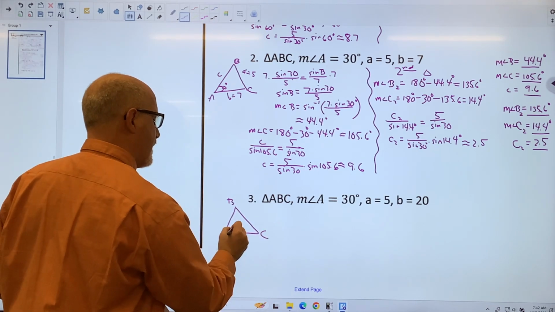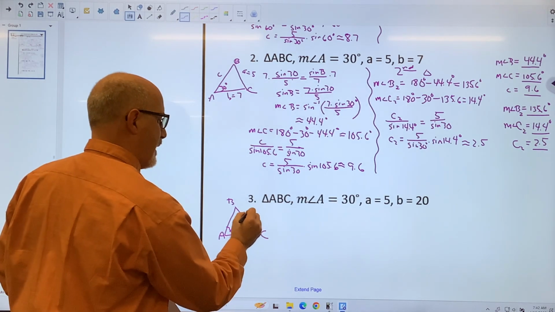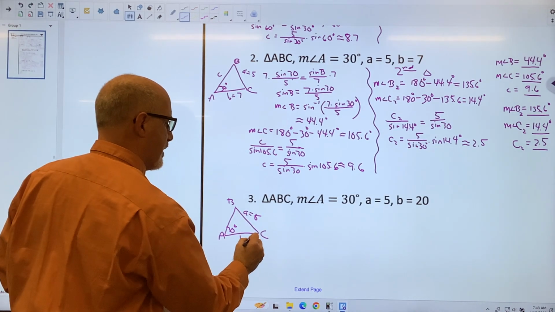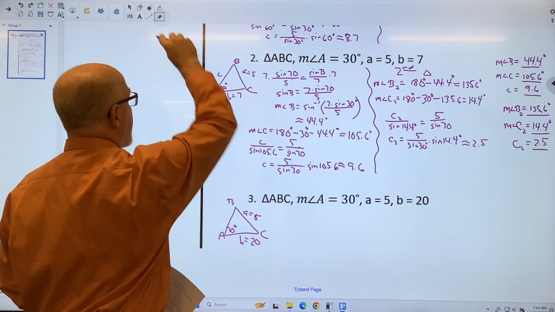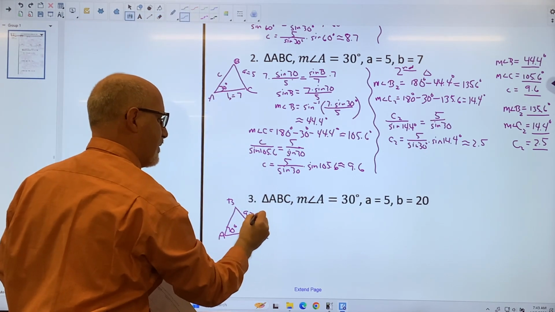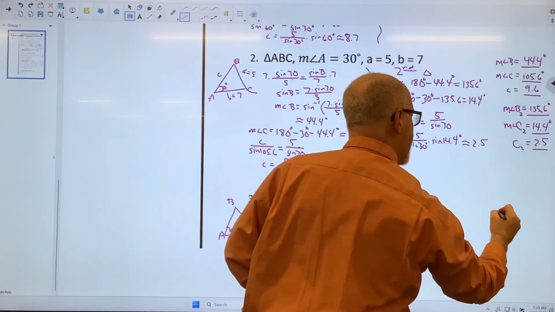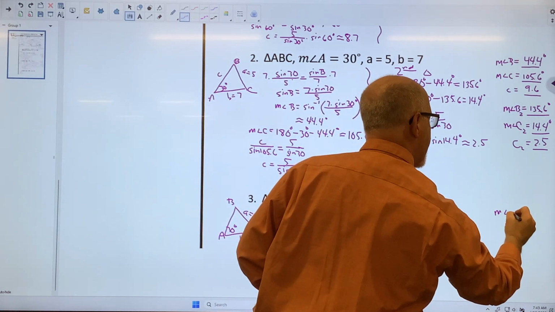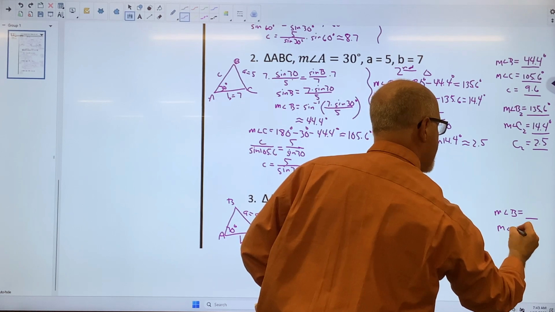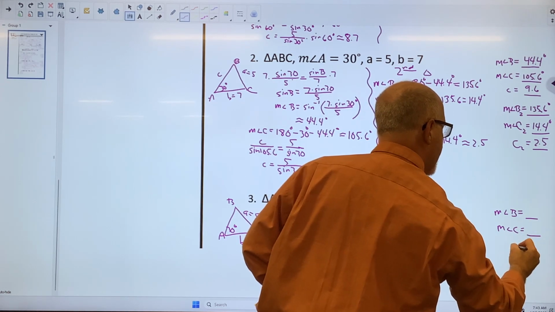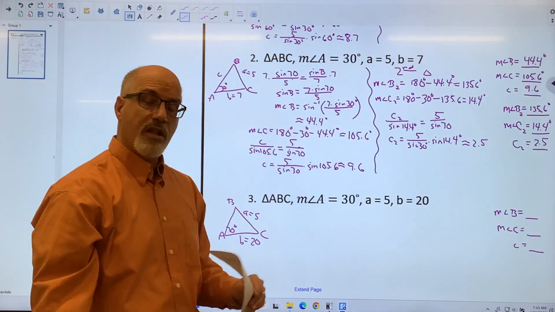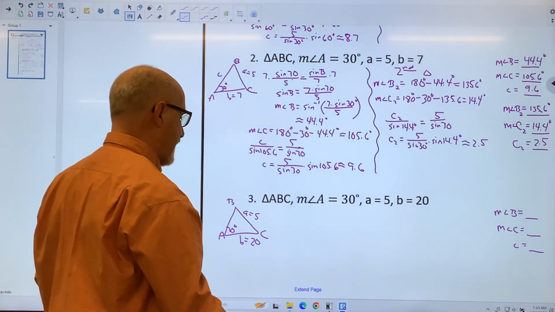So 30 degrees. This is going to be A equal to 5, B equal to 20. And then we're going to find side C, and we're going to find measure of angle B. My first case, measure of angle C, we're going to check that. And we're going to find little side C. Okay, those are the three things missing from this triangle. Once we solve that, we see if there's a second case.